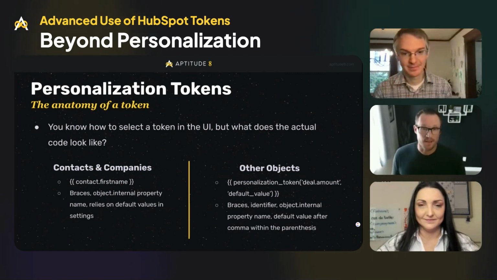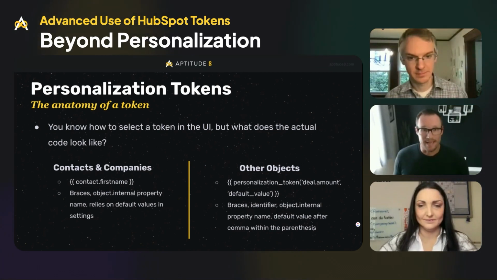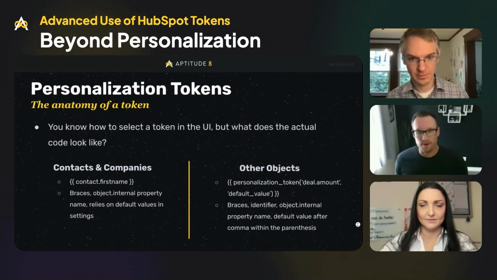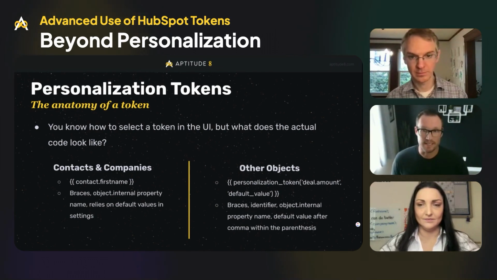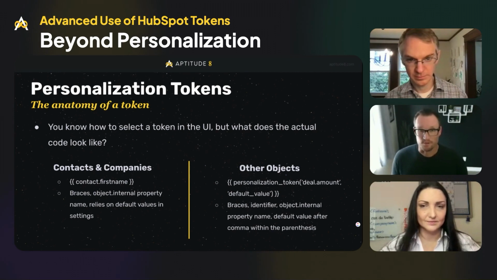For other objects, you can also use this for contacts and companies, but in terms of other objects, the default anatomy that you're going to see are those opening braces again, followed by the word personalization_token. And then we've got some parentheses. We identify the token that we're looking for within single quotes there. So in this example, we've got the deal object and the amount from the deal. And then we have a comma, and then we identify the default value in a separate set of single quotes. We close that parenthesis and then close the braces.